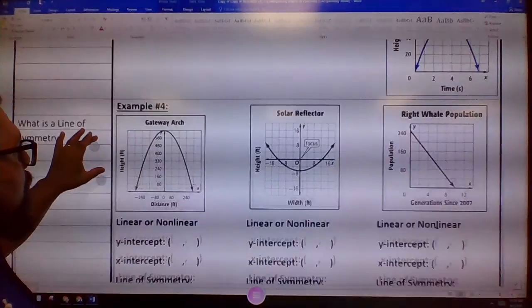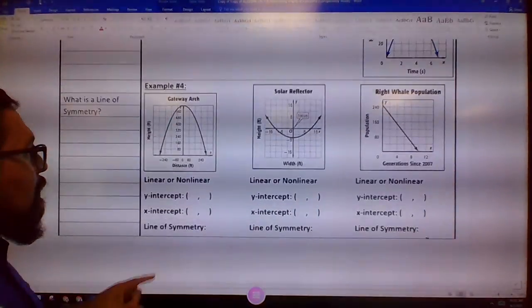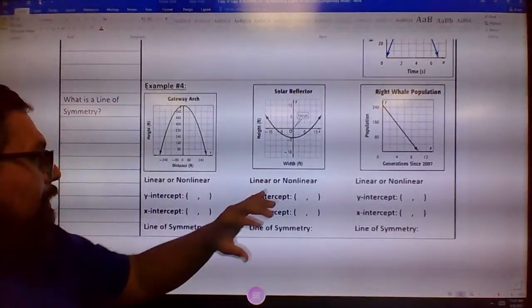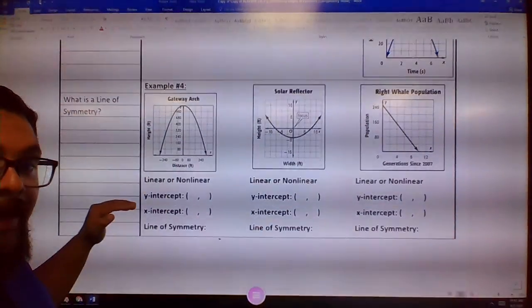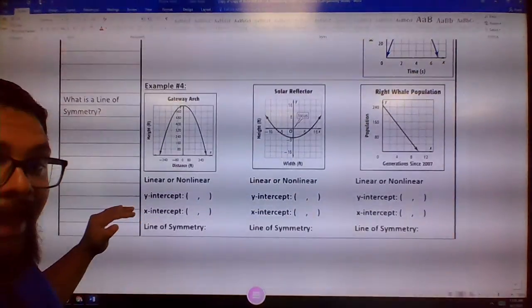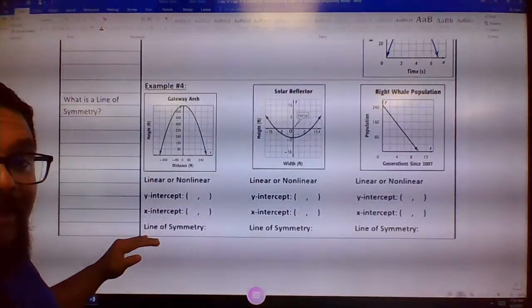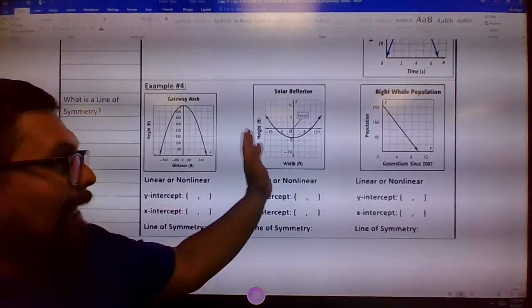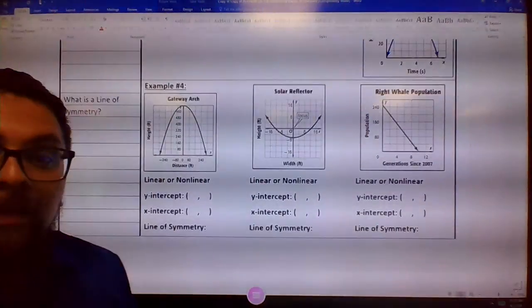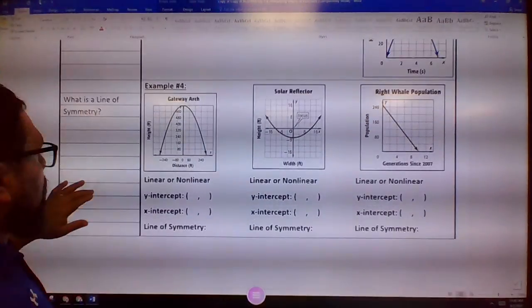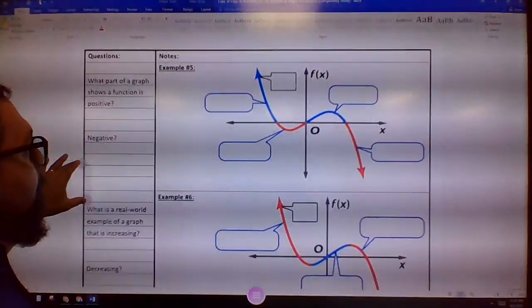Example 4 asks us for these characteristics. It asked us for whether it's linear or nonlinear, the y-intercept, the x-intercept, and also the line of symmetry. So there are 4 features that it asked us about from these 3 graphs, and we found those out as well. Let's go on to the back.